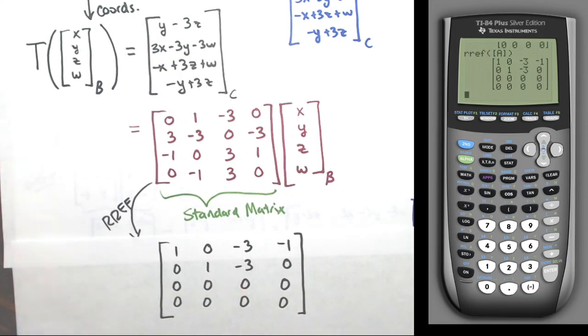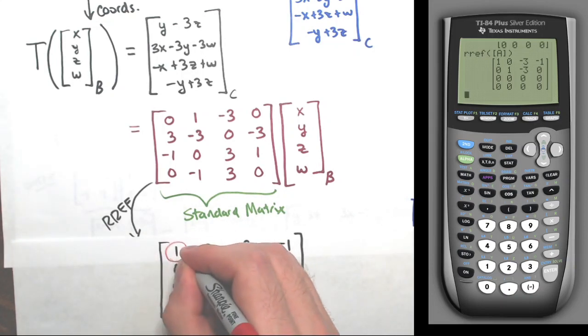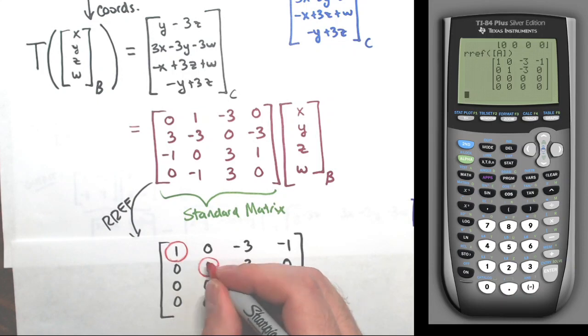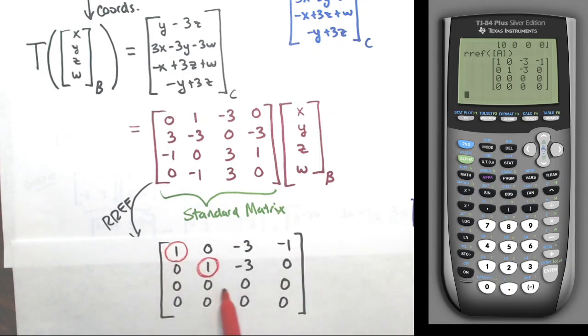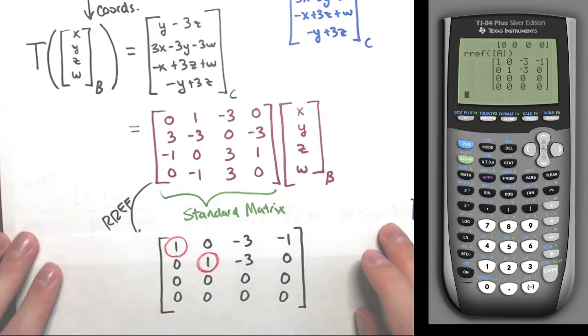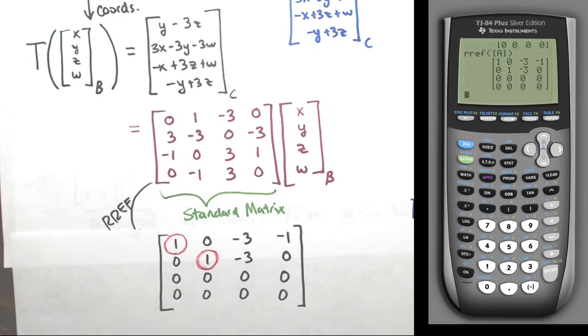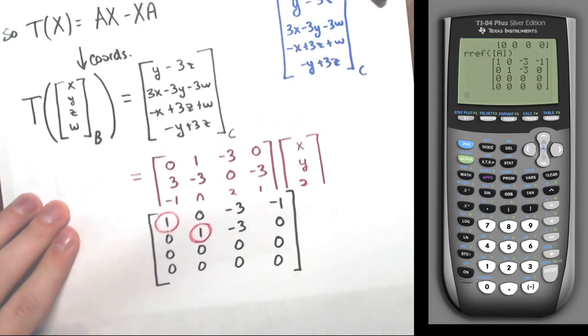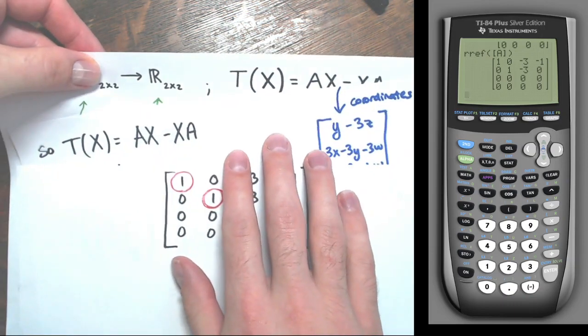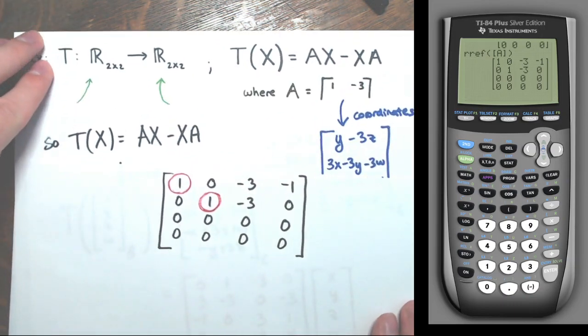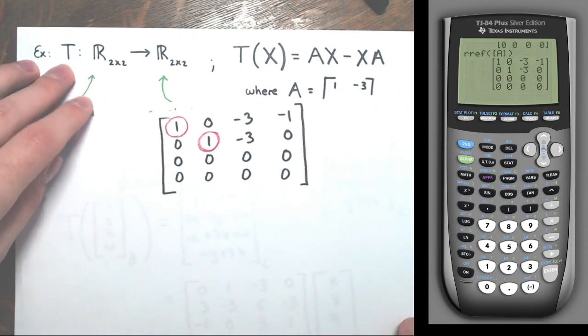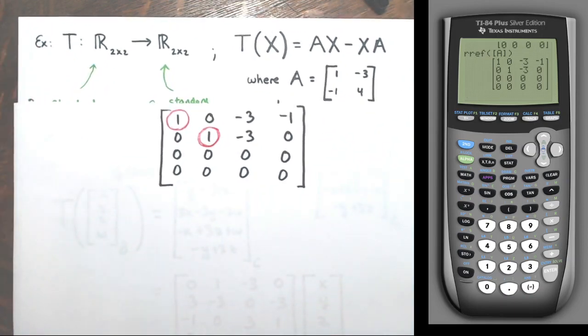So what we're seeing, I look for the pivots here, those leading ones with the zeros above and below them in each row. There's that, there's this, and then no pivot in this row, no pivot in this row. So only the first column and second column are pivot columns. That means the null space is not just the zero vector. Now remember my inputs here are 2x2 matrices. This was the domain. So we've got to find the null space.